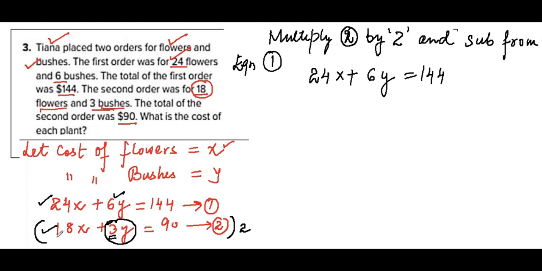Now I'll multiply this whole equation with 2. 18 into 2, 36x, 2 into 3, 6y, and 90 into 2, 180. Why am I subtracting? Why have I done subtract? Because 6y and 6y have the same sign. Whenever the sign is the same, we subtract, which means we need to change the sign of the second equation. So we are subtracting, so I'm going to change the sign.